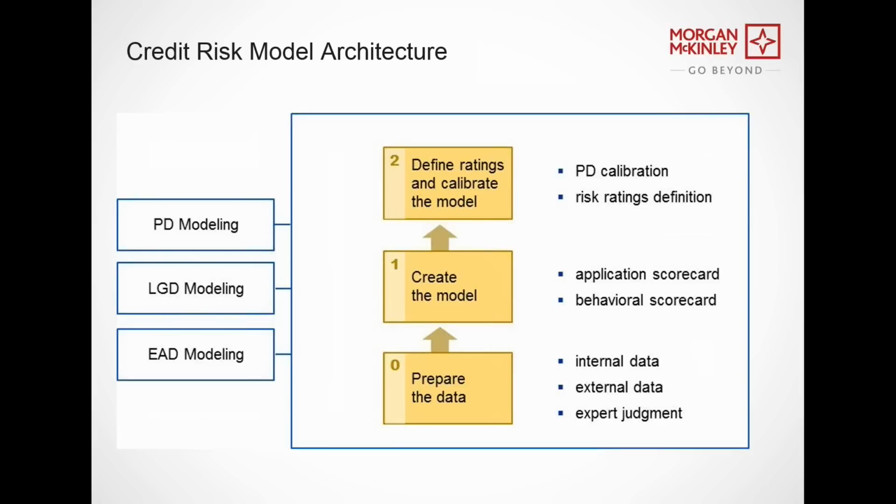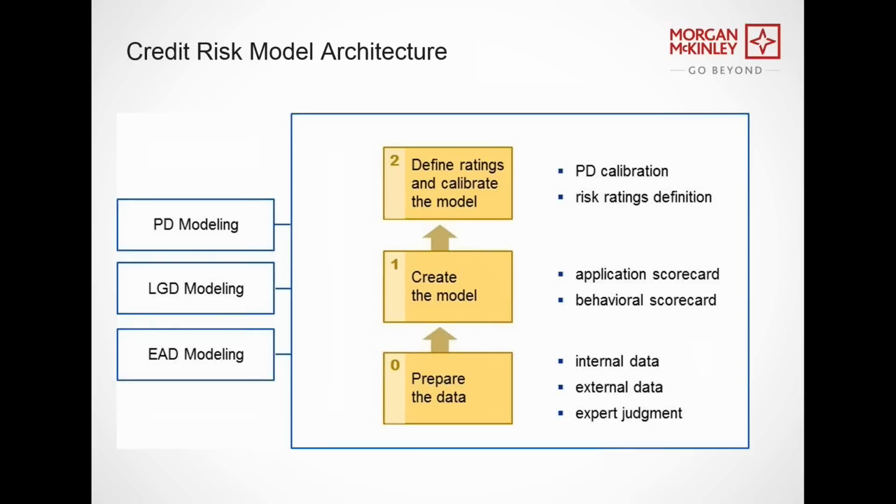Level 0 is the data and the data pre-processing. And when we say data pre-processing, we are referring to outlier detection, outlier treatment, missing values, categorization, weights of evidence coding, information filtering, etc. The data that we pre-processed at level 0 is then fed to level 1. At level 1, we're going to create the model. And in a PD context, this will be an application scorecard or a behavioral scorecard.